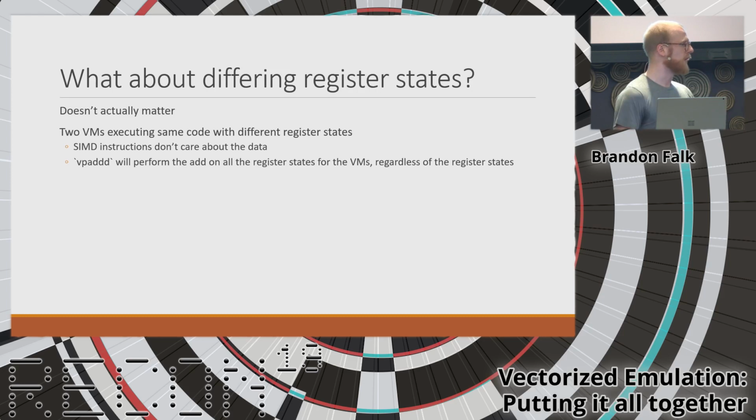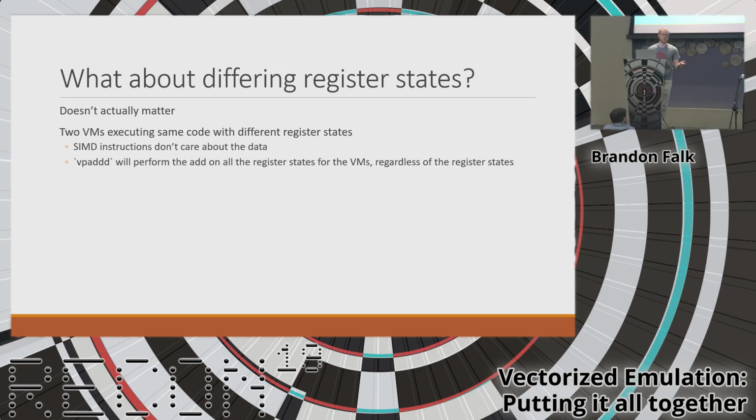Another question that I had was, what do I do with differing register states? In this case, if you think about it a little bit, it just doesn't really matter. All the SIMD instructions are meant to operate on different data. As long as you're performing the same instruction, it doesn't matter what the actual contents of the registers are. It's just going to do the same thing.